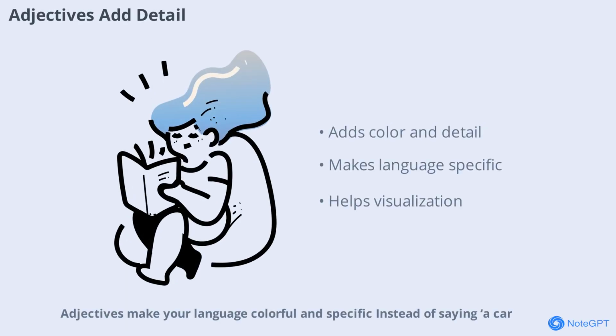Adjectives make your language colorful and specific. Instead of saying a car, you can say a blue car or a fast car. These extra details help your listener or reader imagine exactly what you mean.